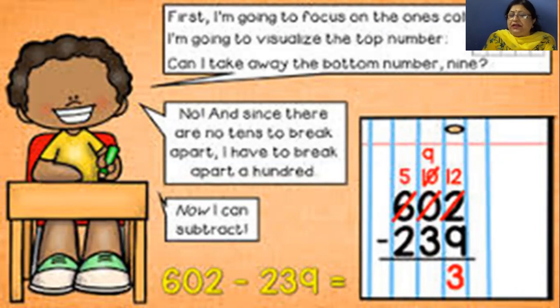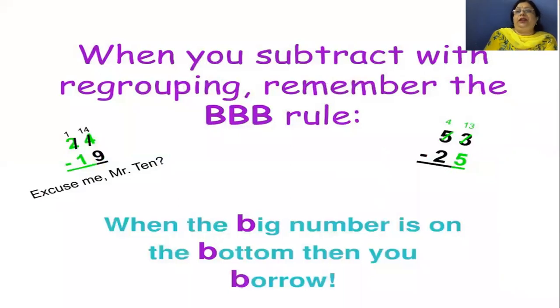So when you don't have a number, and next door is also a smaller number, then you go again to the next door. There was no number at tens place, so we went to hundreds place to borrow. Okay, always remember that.